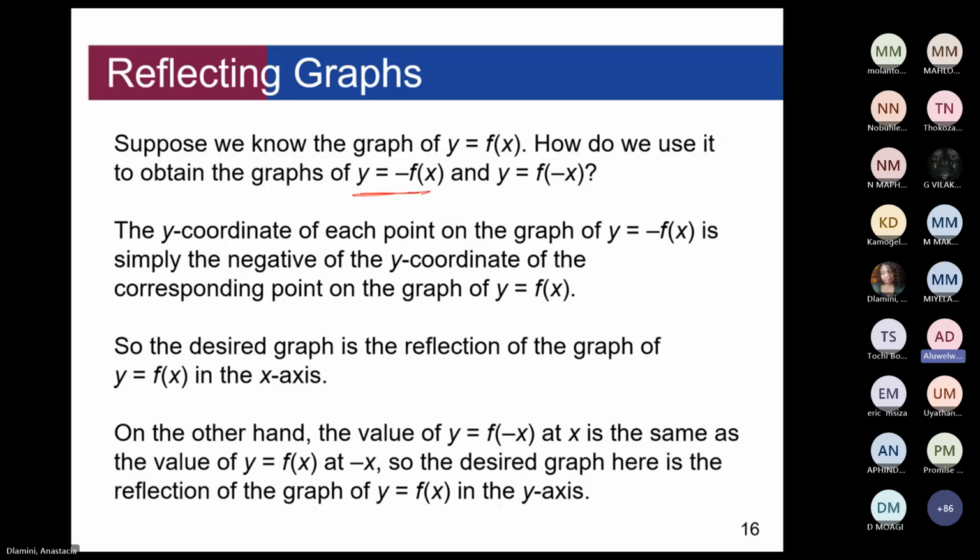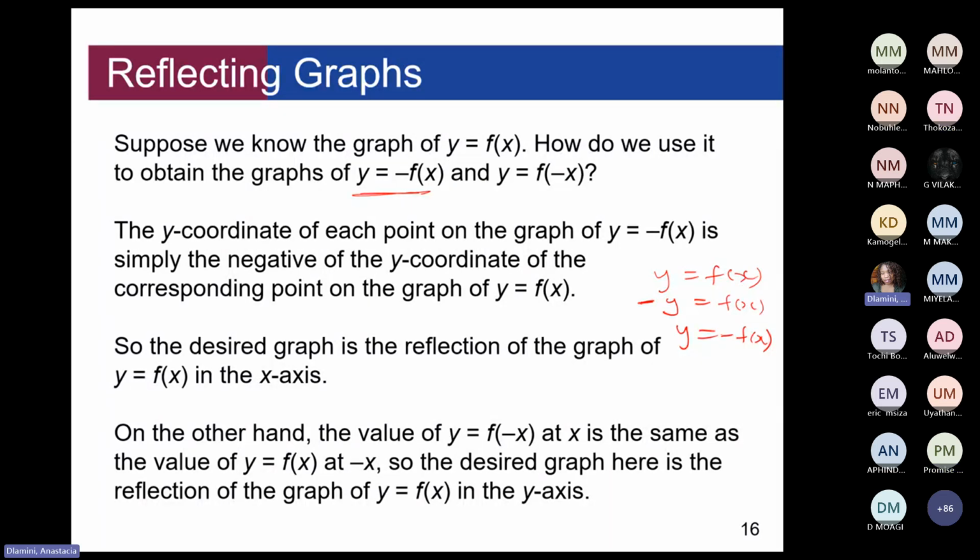The y-axis, because the y values are the ones changing. Look at this: if you had y equals f of x, and you put a negative next to f of x, this is the same as y equals minus f of x. Do we agree? Yes, ma'am. So the y values are the ones changing.